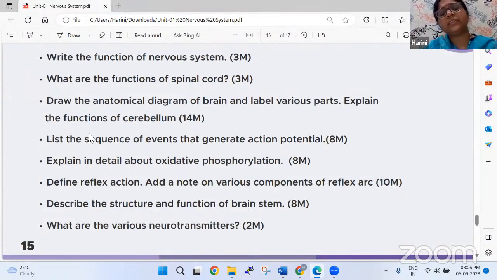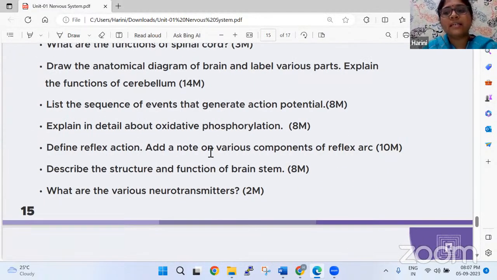And next, write the functions of the cerebellum, right? What does the cerebellum do? Yeah, it is mainly involved in motor functions. It is involved in posture and in the balance of the body. All those functions, you need to list out. Always try to list out the functions. It's very easy to read, and it lets your examiner know that you have understood it.